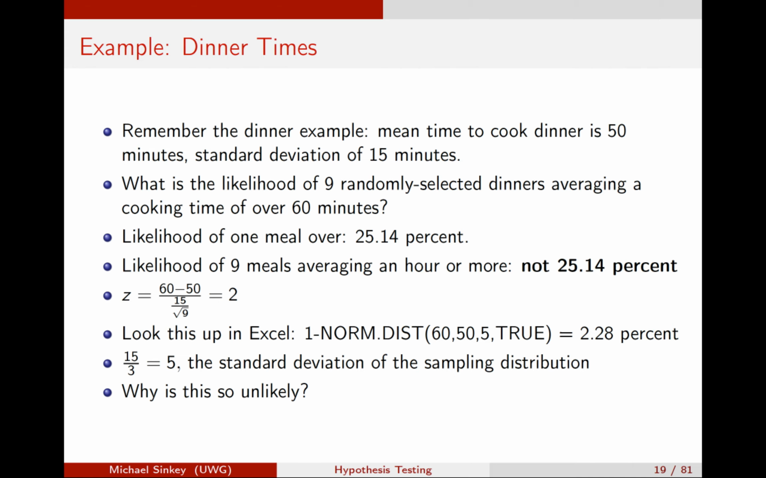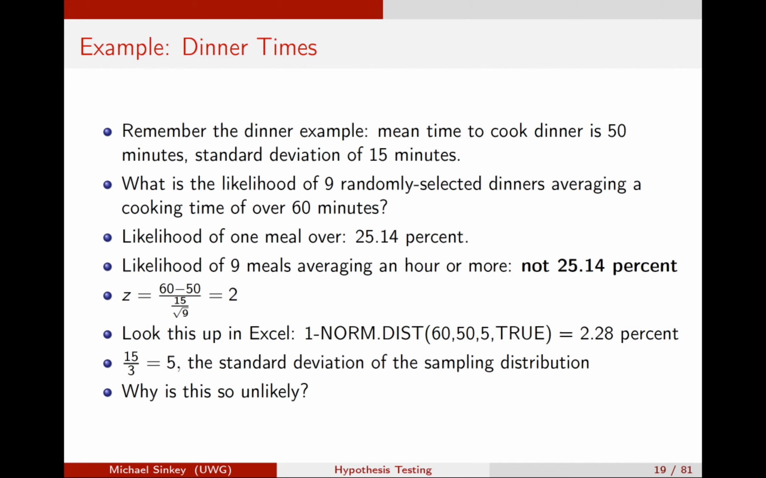It's not 25.14%. So to have 9 randomly selected average to that length of time requires me to consistently and randomly be selecting long dinners, which is unlikely. So every time I pick a short dinner, I would have to replace it with a very long dinner, and that just isn't that likely.